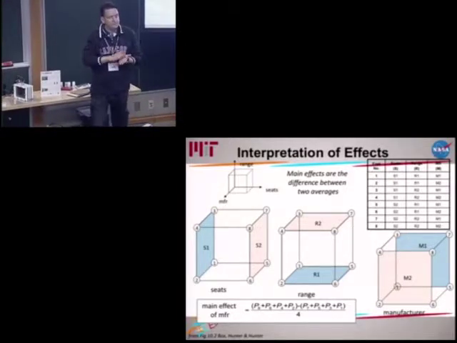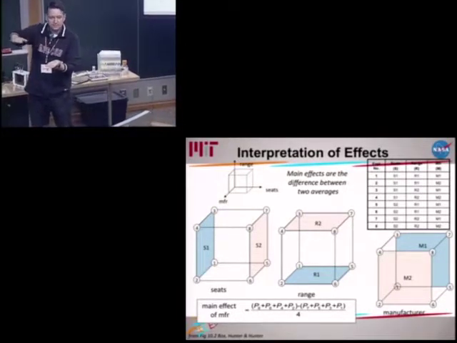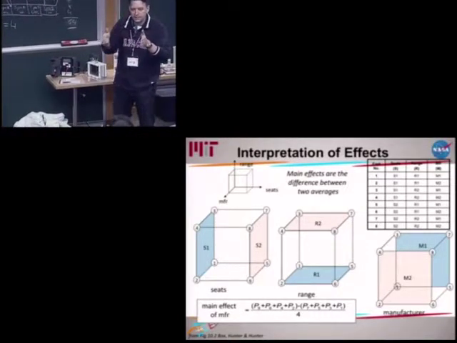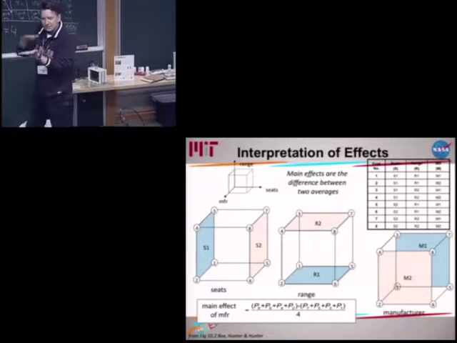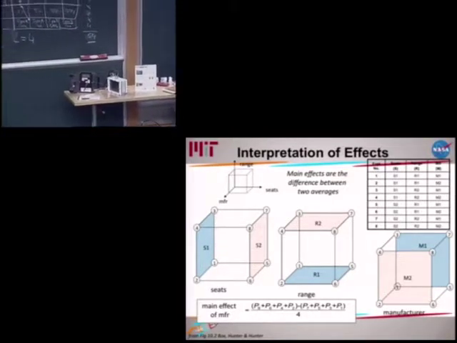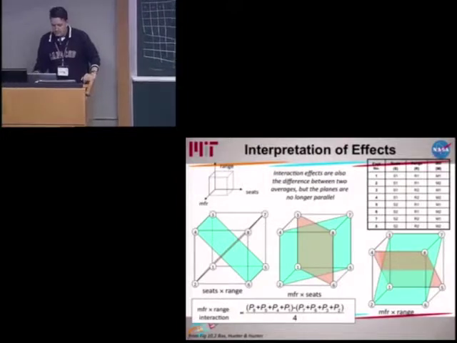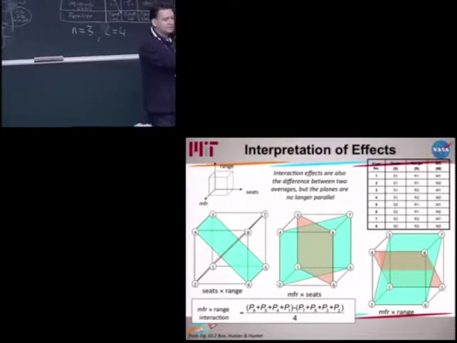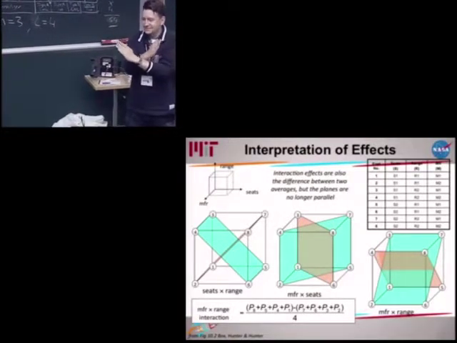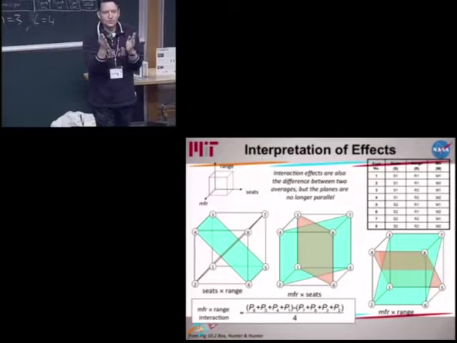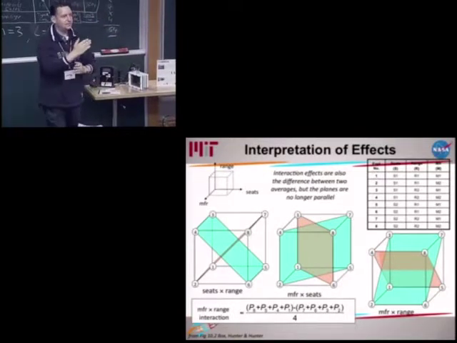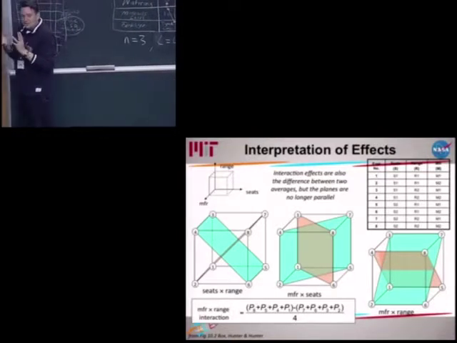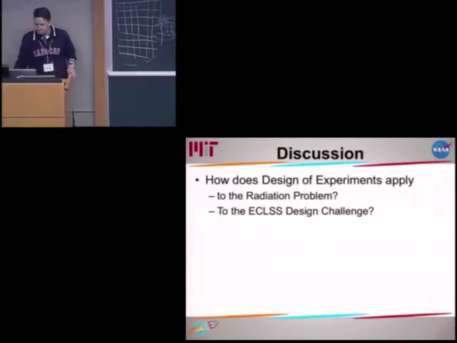So when you're looking at the main effect, you're essentially taking the difference between two planes, right? The top plane, the bottom plane, the left plane, the right plane. The interpretation of interaction effects is taking the difference between two diagonals, right? That's the interactions. So you're looking either at left-right or top-down. There are three different combinations, right? So that's geometrically an interpretation of what that means.